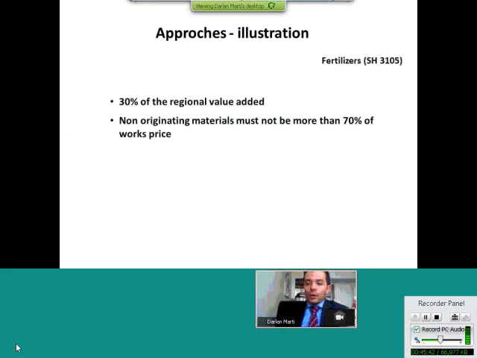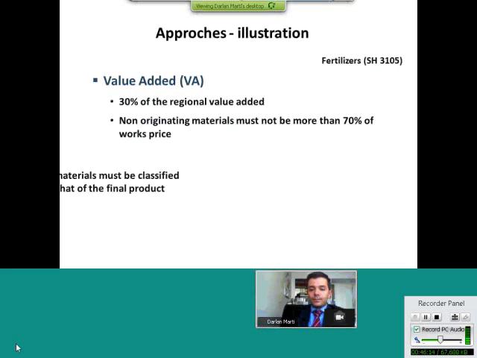A variation of that rule, which you sometimes find, is that not more than X%, 70% in this case, of the value of the good must come from non-preferential origin, from another country. So here, instead of focusing on the value that was added locally, the rule is focusing on the value that was brought from abroad. But it adds up to the same concept.